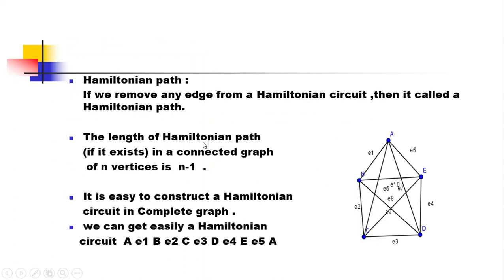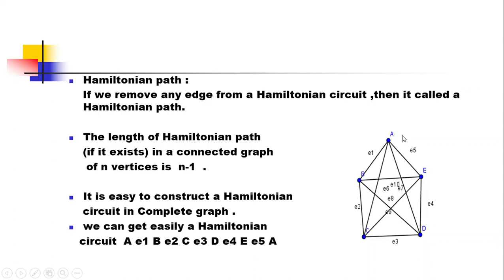The length of the Hamiltonian path, if it exists in a connected graph of n vertices, is n minus 1. And it is easy to construct a Hamiltonian circuit in a complete graph. Clear? That is a complete graph here, K5. There are 5 vertices here, and we can say it is a complete graph because it is a 5 vertex graph and the degree of all vertices is 4. Every vertex is connected to all the remaining vertices. So that is called a complete graph K5. And here it is easy to construct a Hamiltonian circuit in a complete graph.